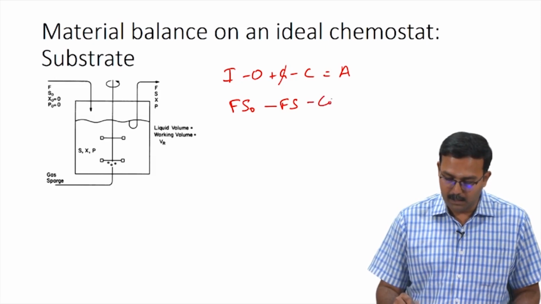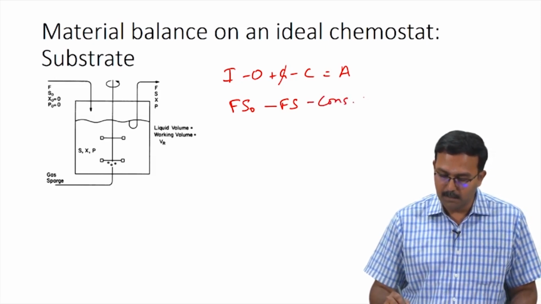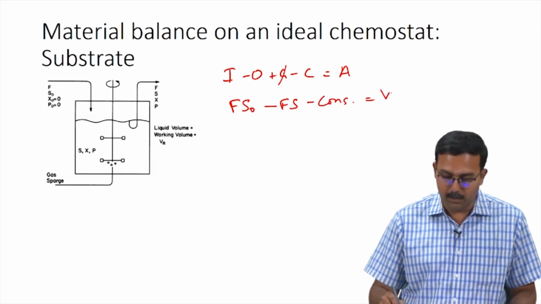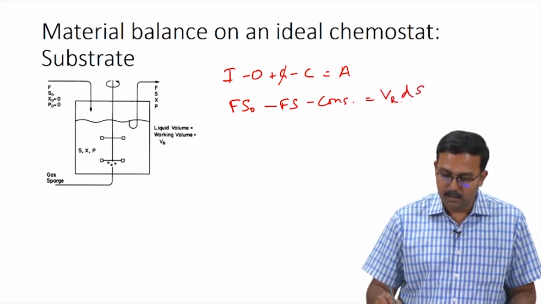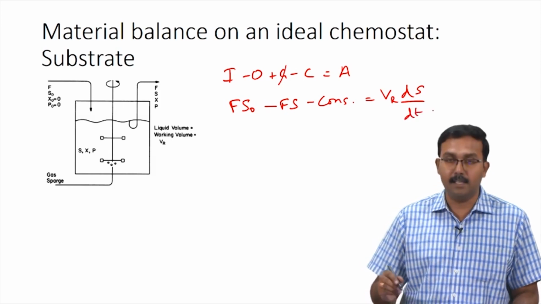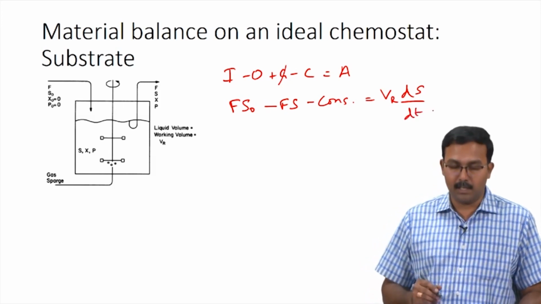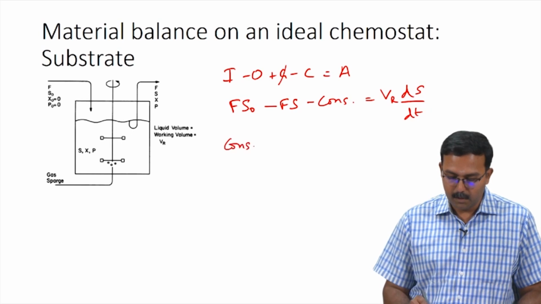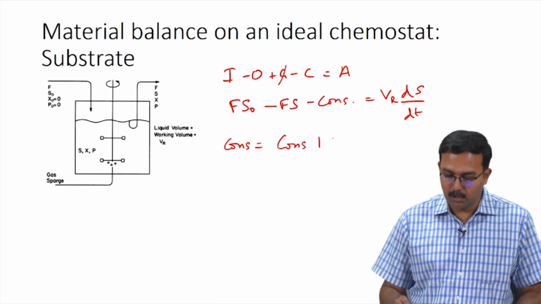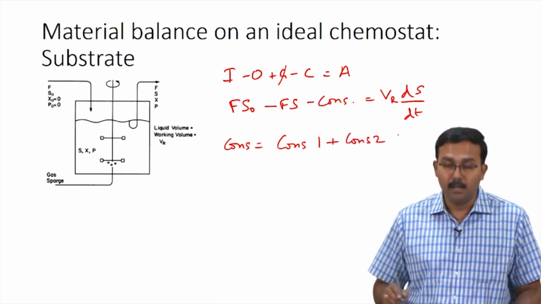So, we have the consumption terms, and accumulation would be very similar to whatever we looked at with biomass. It is VR dS/dt. Now for consumption terms there can actually be two different consumptions, we will call them consumption 1 and consumption 2.